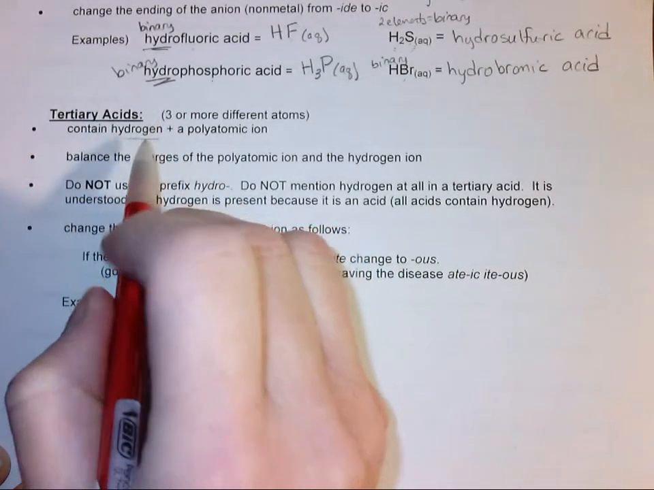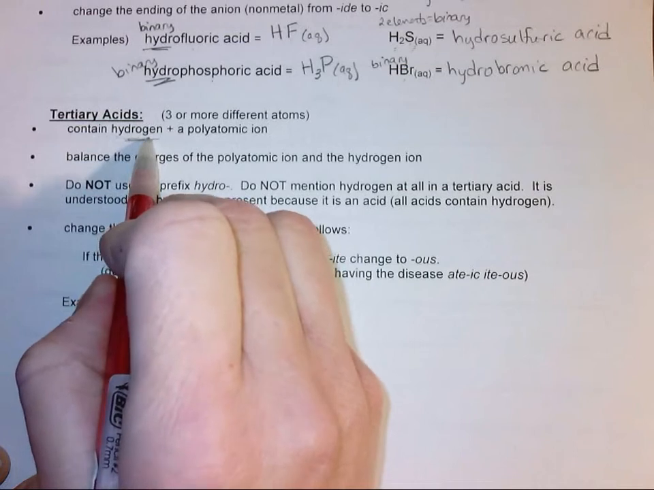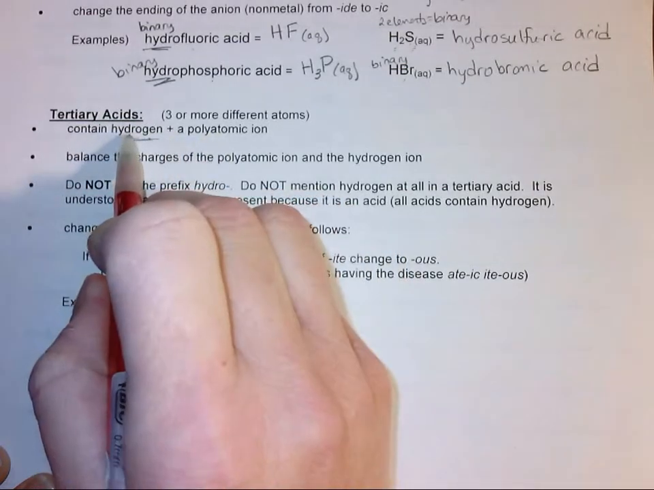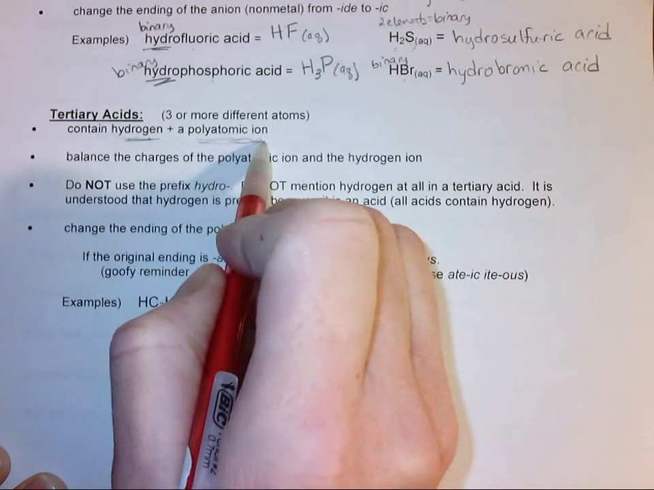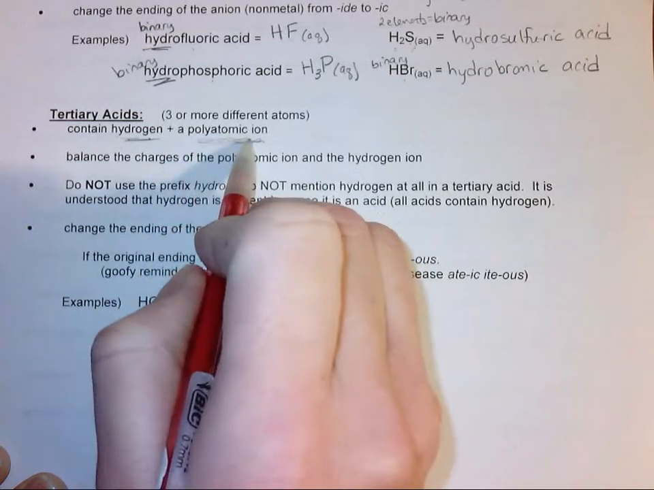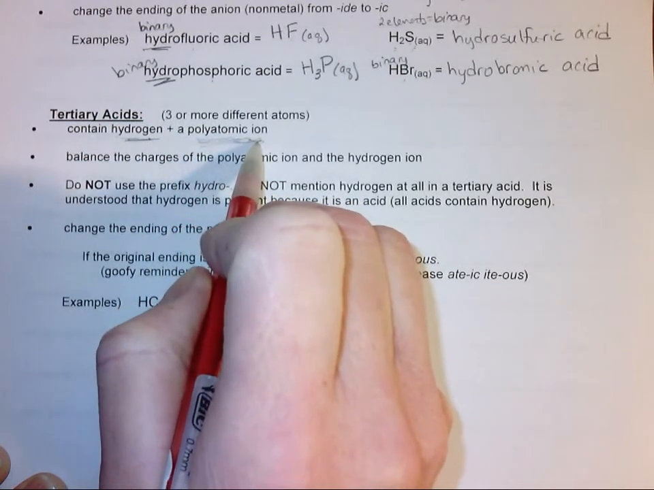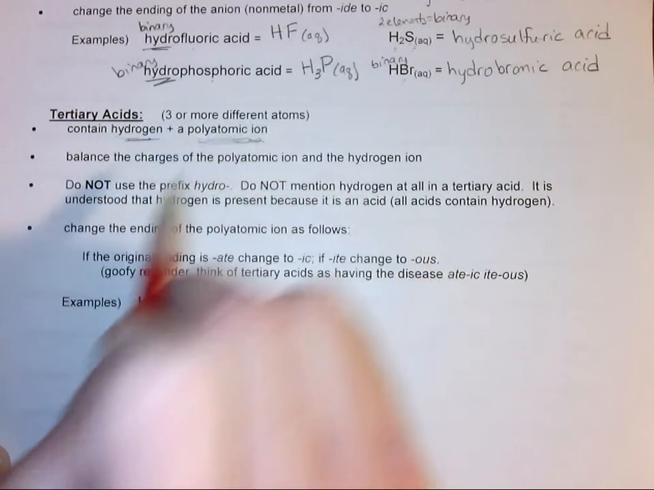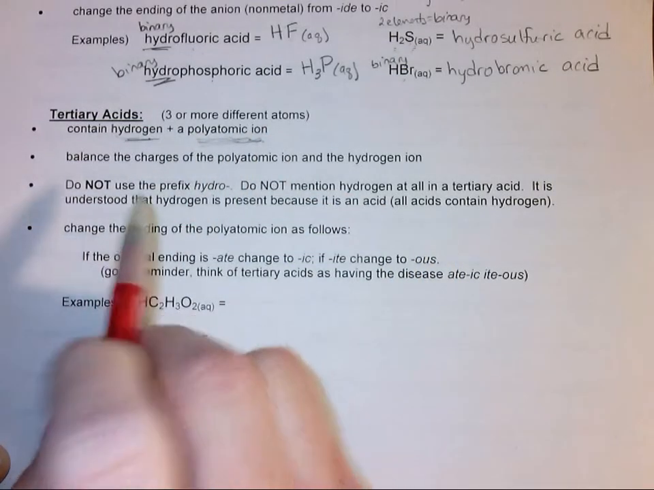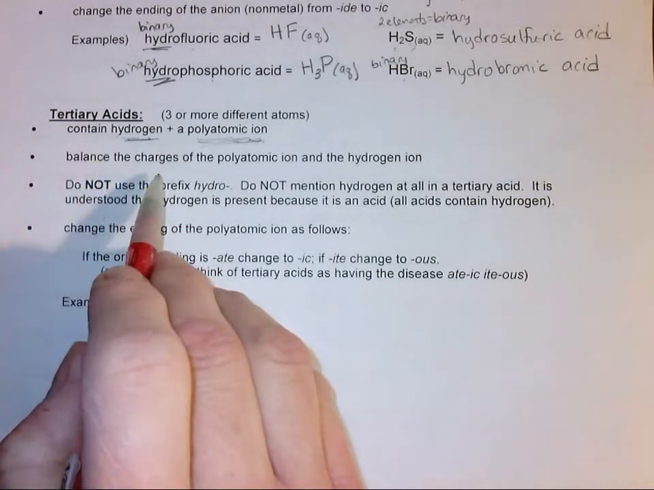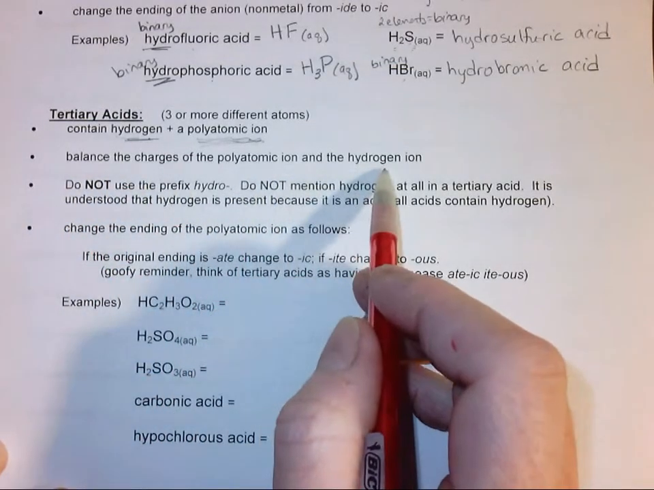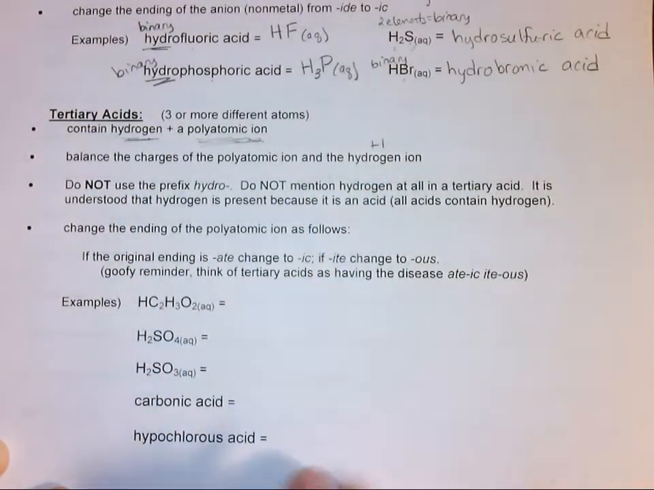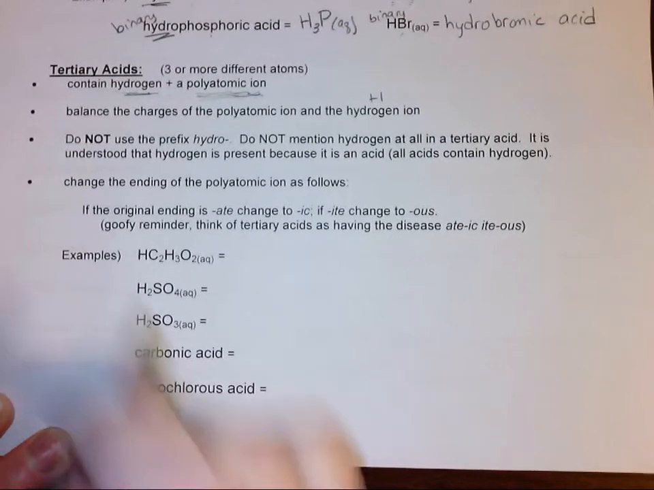So in these acids, we have the hydrogen as always, but we're dealing with polyatomic ions. This opens up a lot of possibilities for us in our acids because we have a lot of polyatomic ions that we've learned. Once again, you balance the charges of the polyatomic ion and the hydrogen ion, remembering hydrogen is +1.